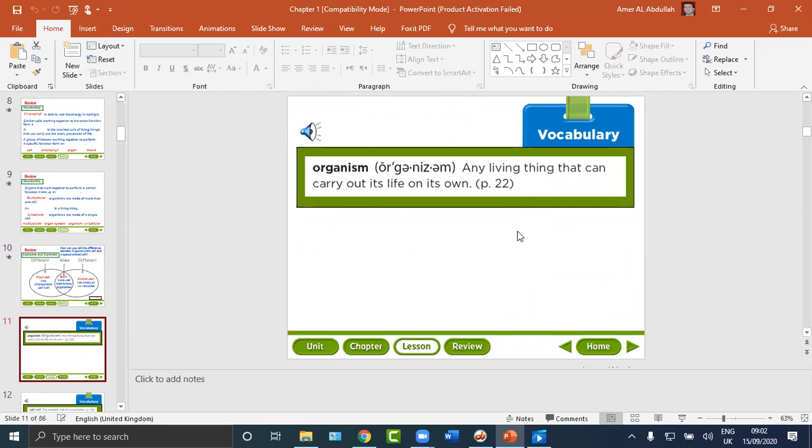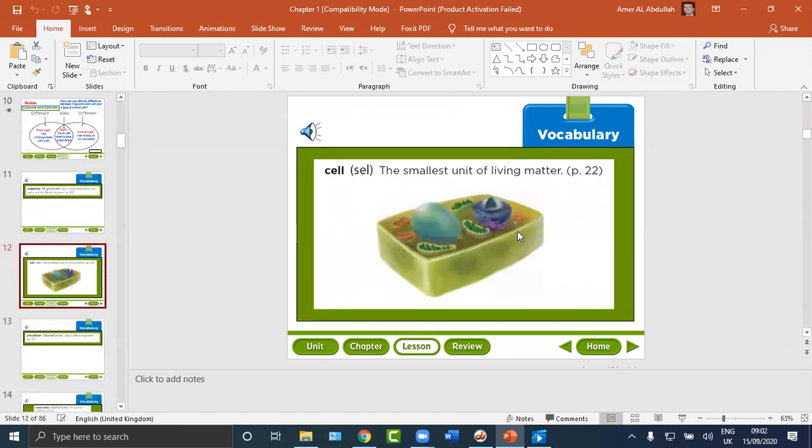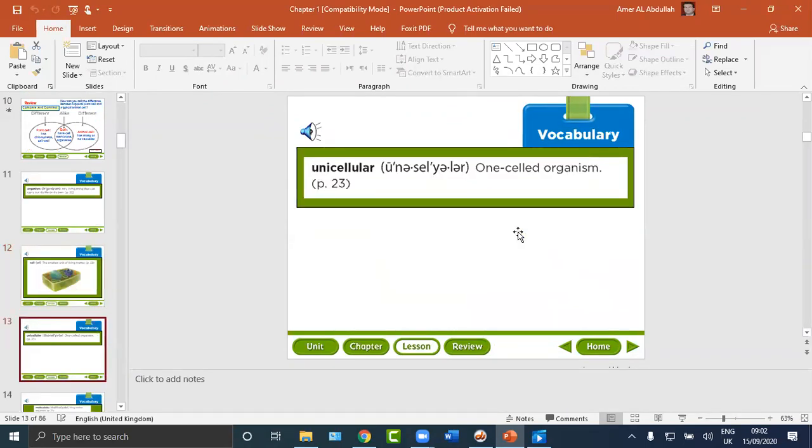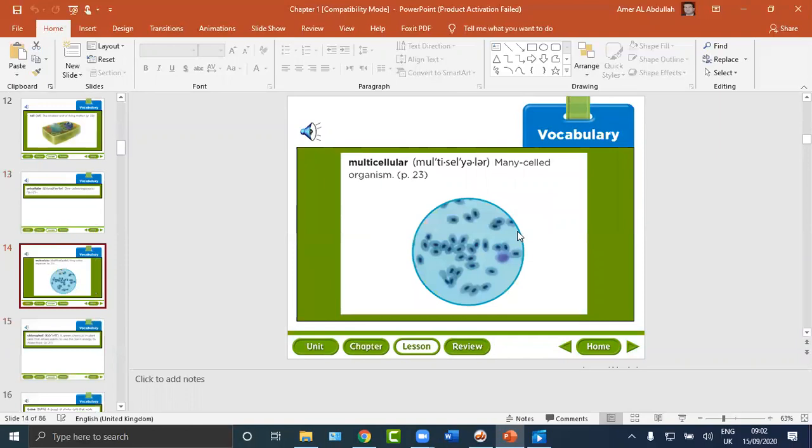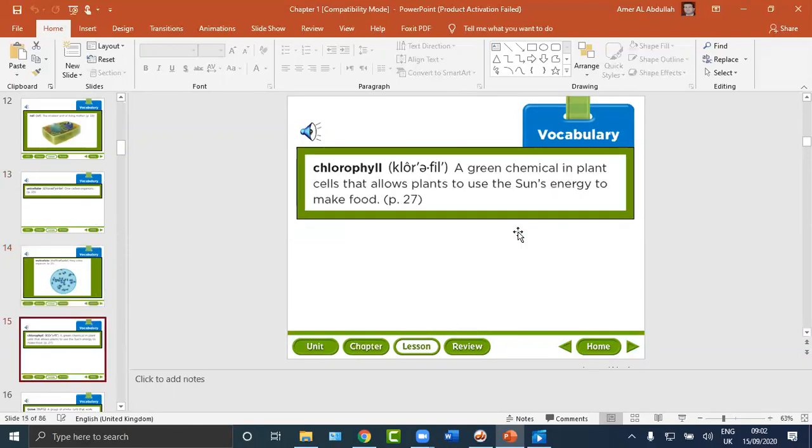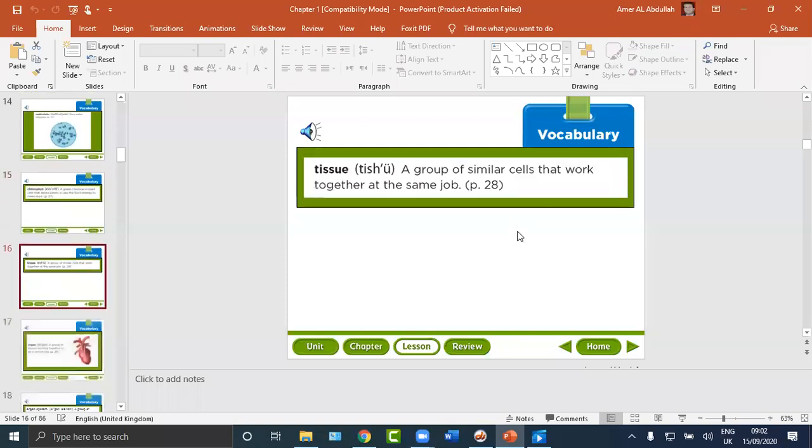and about the definition of organism, any living thing that can carry out its life on its own. Cell, the smallest unit of living things. Unicellular, one-celled organisms. Multicellular, many-celled organisms. Chlorophyll, a green chemical in plant cells that allows plants to use the sun's energy to make food.